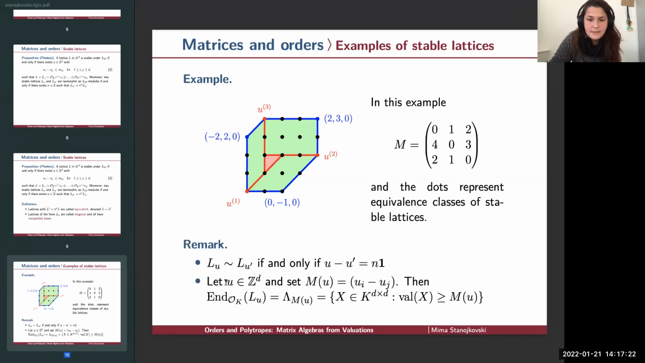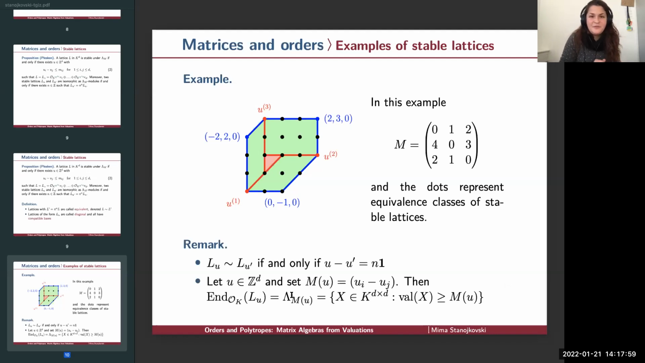All right, let me also say that if I have an element u in Z to the d, then I can always define a matrix associated to u by taking just the differences u_i and u_j. This gives me a matrix that has zeros on the diagonal. It also satisfies the conditions for defining a ring. What ring is this? Well, this is the endomorphism ring of the lattice defined by u. This is just the matrices in K to the d times d that have valuation at least M_u.